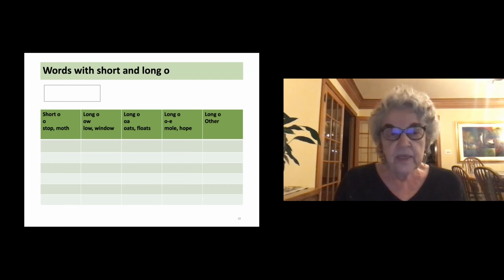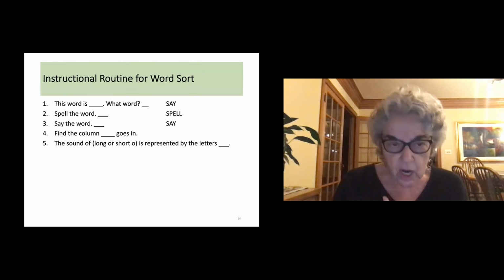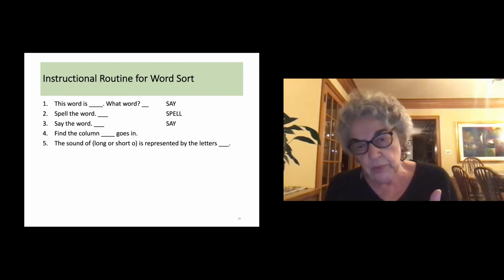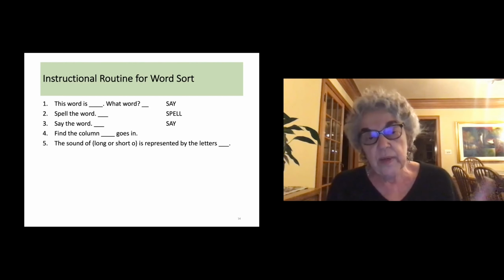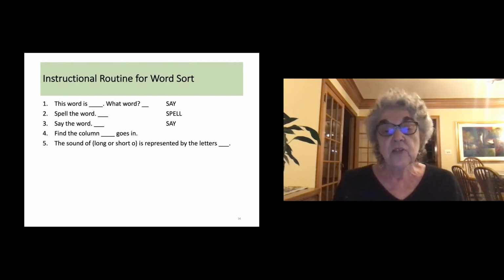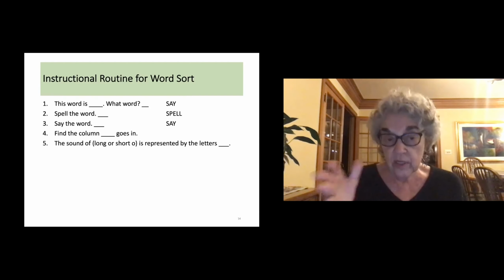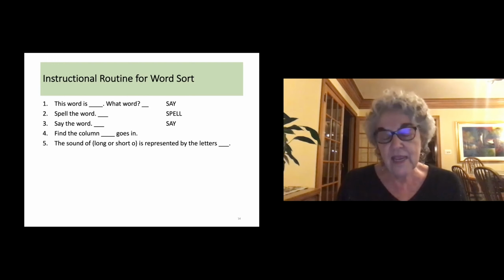All right, so here we have teacher talk. We're going to use a simple routine here where they're going to see a word, we're going to say it, then they're going to spell it, and then they're going to say it again, and then they're going to find the column that it goes in. So this is a very consistent routine that we could use in our recorded lessons. Say, spell, say, find the column, and say the letters that represent the sound.